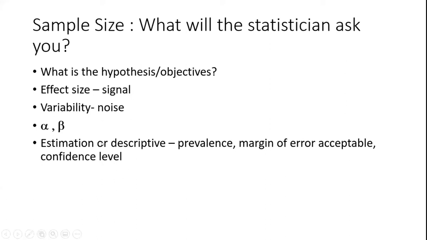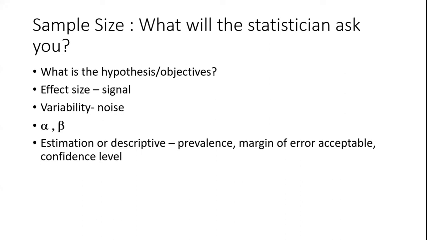What is the variability? What is the SD, standard deviation? Alpha, beta: usually the computer fixes alpha at 0.05 and beta at 0.2. So that is usually fixed. So this is when you are comparing two groups.